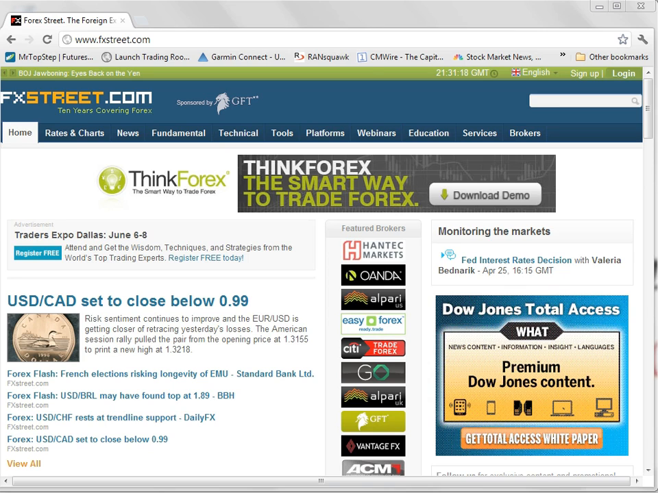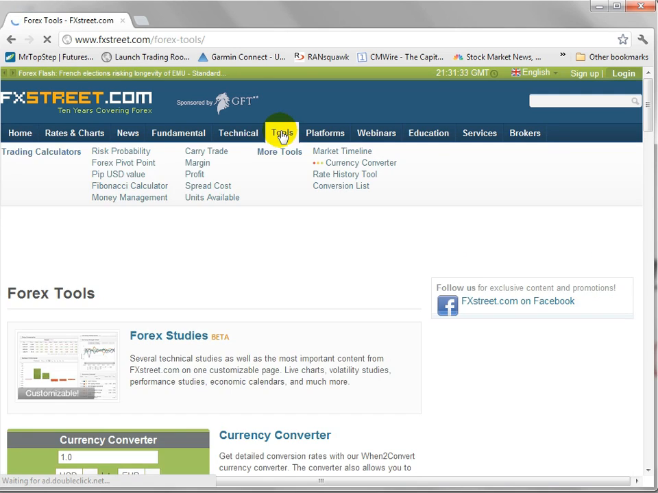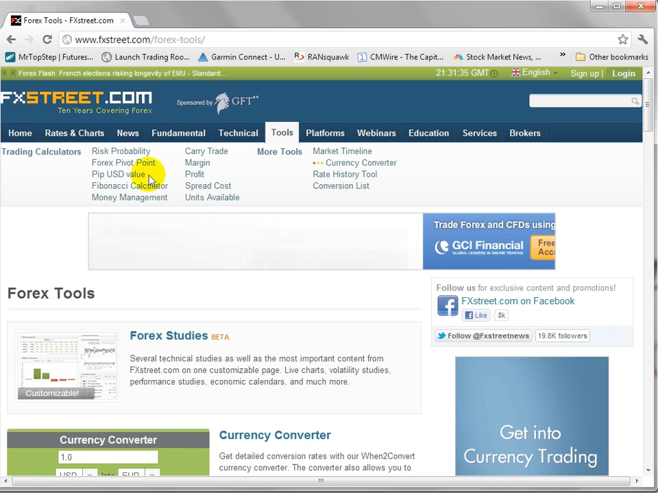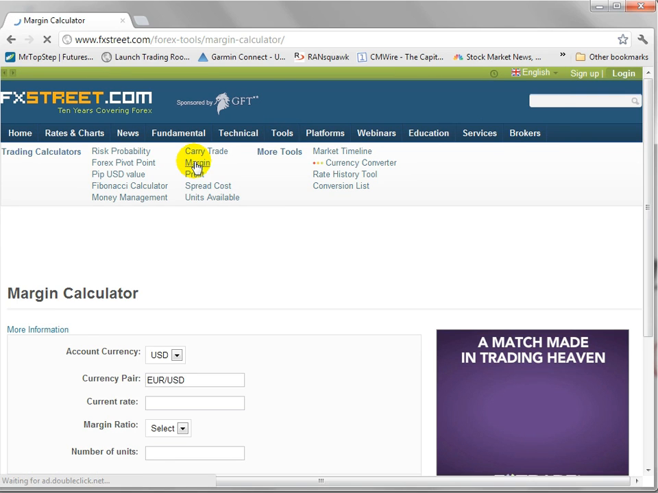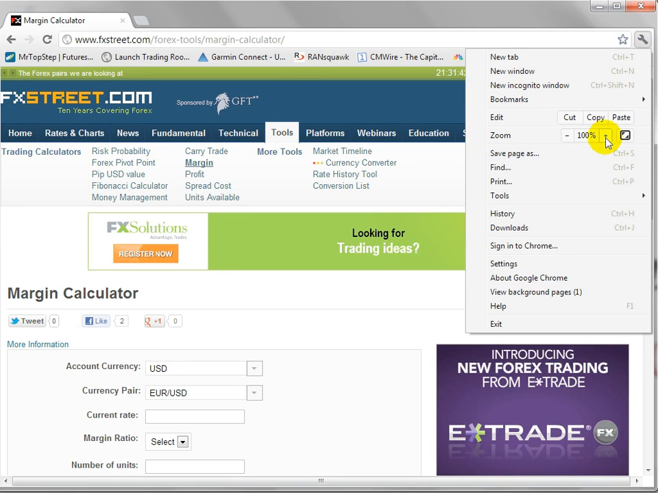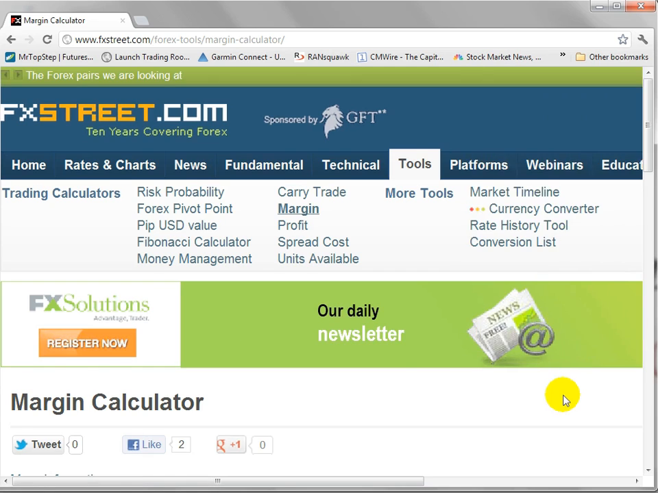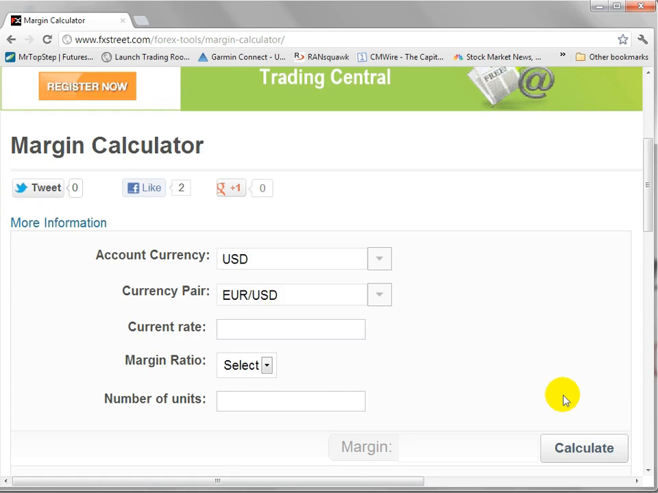I chose FXStreet.com simply because they are not owned and operated by any other brokerage firm. They're a third party, they're independent, and they do a good job. If you go to the home page of FXStreet.com, start by clicking on the Tools menu, and the first thing that comes up is trading calculators. For now, we're going to focus on margin. I'll go ahead and zoom in the screen to make sure that everybody can see. And it defaults to the euro dollar, probably because that's the most traded currency pair.